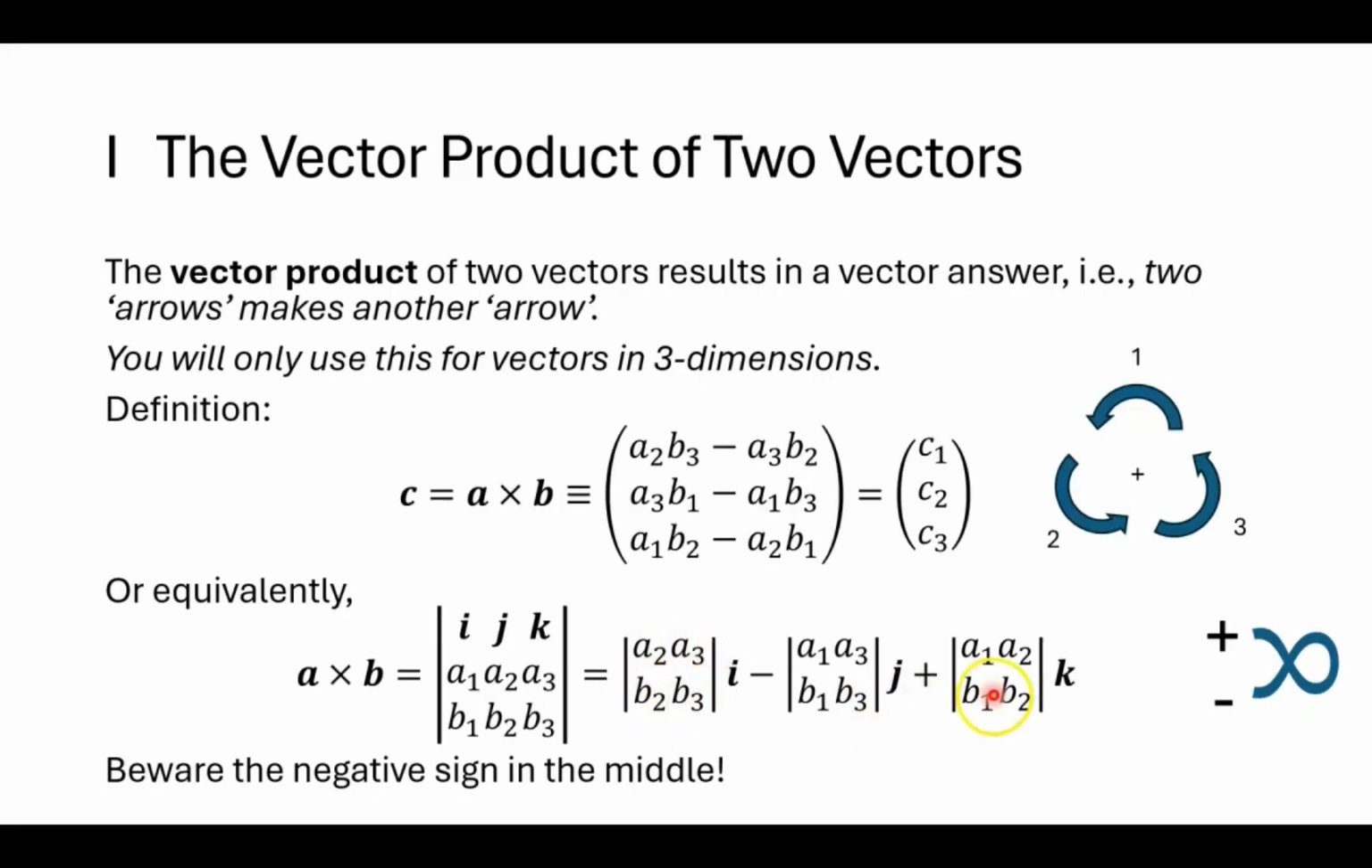And the same works for the other two as well. So for example, for the kth component, you look at k here, you cross this out, and then you'll be left with these two, and you just compute the determinant here. But one thing you need to be aware of is the negative sign in the middle. For the j component, there will be a negative in the middle. But if you calculate all this out, you will get the same formula as this.